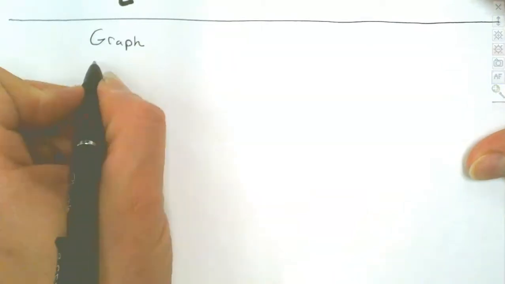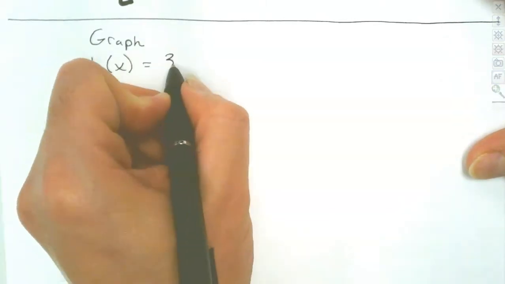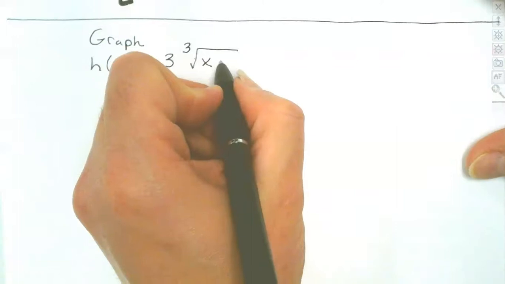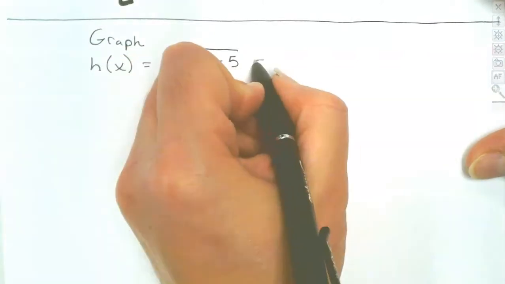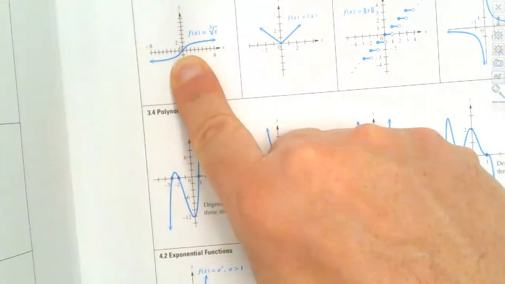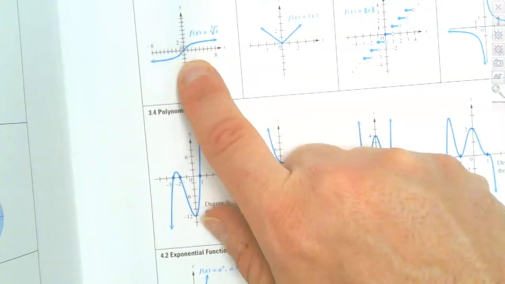So let's try and graph. Now, it doesn't have to be f of x. It can be a different function. How about we try and graph h of x equals 3 times the cube root of x minus 5, plus 1. And that's a cube root. So when we go to the back cover of our textbook, we always do that first. We identify the fact that this is a cube root, so it needs to look like that. Is everyone okay with how to find those? So we look at what it is. It's a cube root, so that means it's going to be that picture.